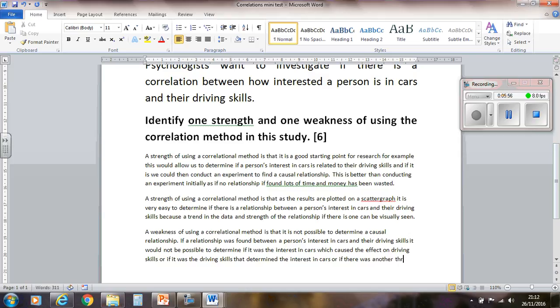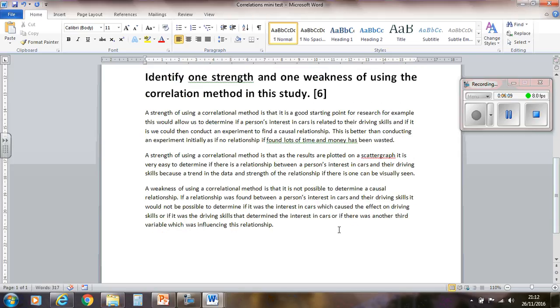or if there was another third variable which was influencing this relationship, such as length of driving.